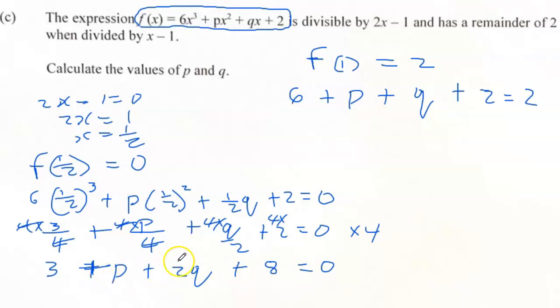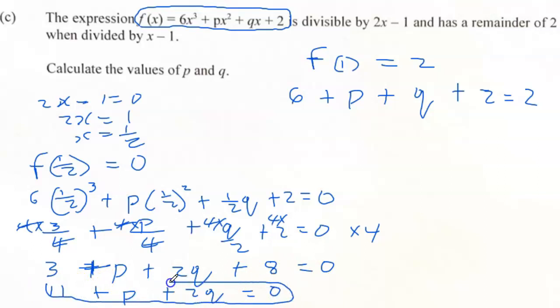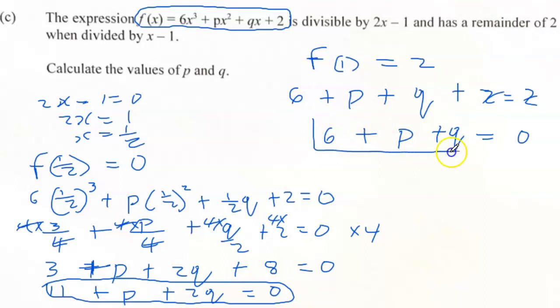All right, so I can simplify. Let me just group the constants. So the constants here, 3 and 8, that's 11, so we have 11 plus p plus 2q equal to 0. So we can call this equation 1, 11 plus p plus 2q equals 0. And for this equation, of course I can subtract 2 from both sides here. So this would be 0. So 6 plus p plus q equal to 0.